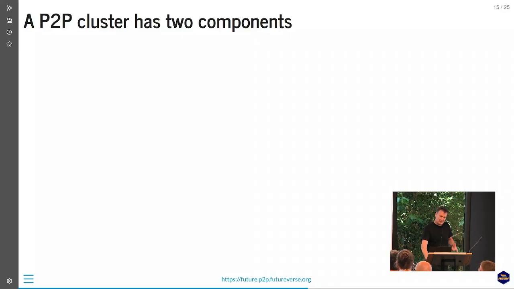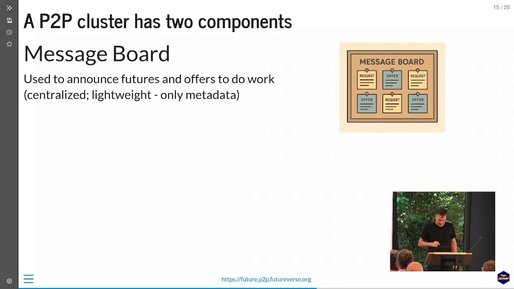So there are two components. There's a message board, and the message board is where you announce, I have futures I want to process. You're not taking the futures and putting them on the message board. You put a small post-it note, like this, and say, I have a future I want to process. And if Bob said, I have two futures I want to process, you put that on the message board. It's very lightweight, so very little traffic.